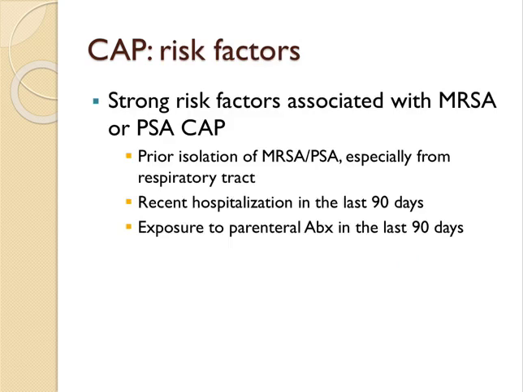So based on the research and literature, these are the strongest risk factors that are associated with MRSA or Pseudomonas CAP. The first one is the prior isolation of MRSA or Pseudomonas, particularly in respiratory samples. Number 2 is a recent hospitalization in the past 90 days. And number 3 is exposure to parenteral antibiotics in the last 90 days. And then they also repetitively mentioned that clinicians should be aware of some epidemiologic risk factors for MRSA and Pseudomonas specifically related to your hospital or your patient population.